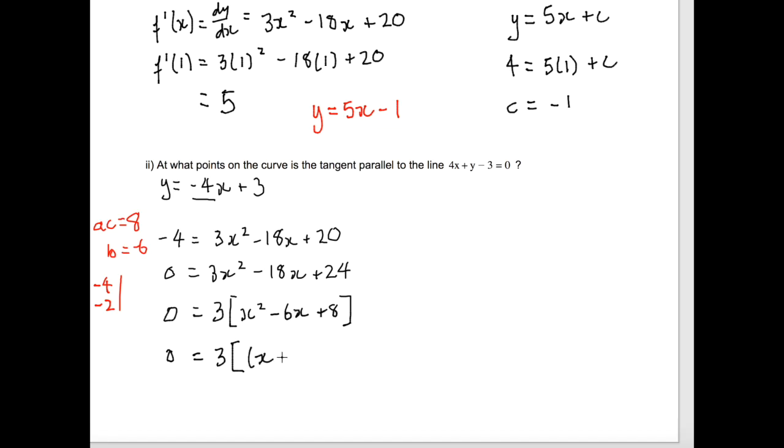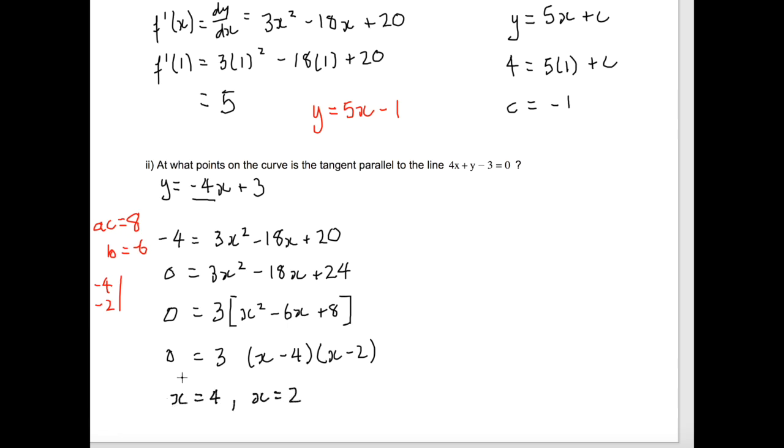So that's going to give us 3 times x minus 4 times x minus 2. We don't really need these big square brackets here at all. They're not doing anything for us. Using the null factor law, divide both sides by 3, and then either x minus 4 equals 0 or x minus 2 equals 0. So x equals 4 and x equals 2.